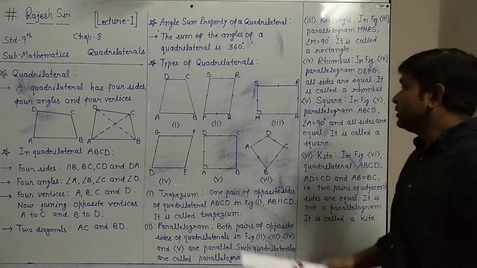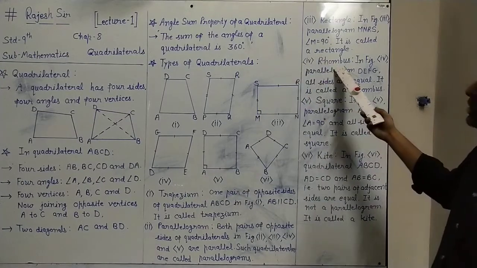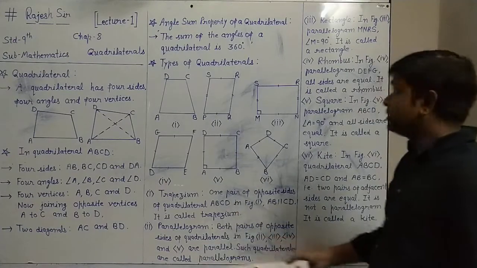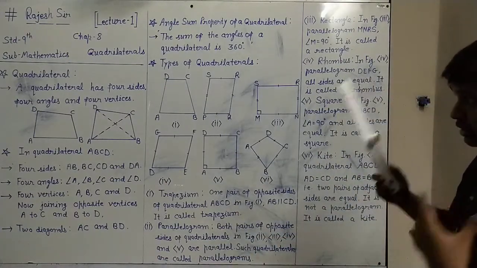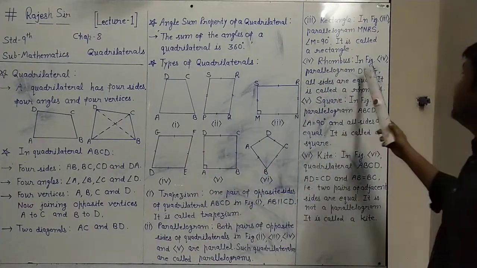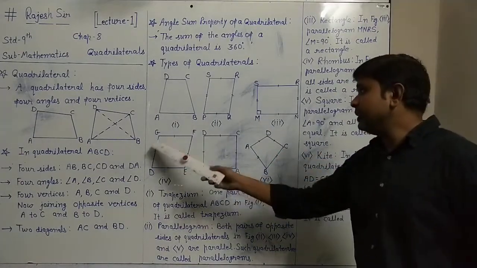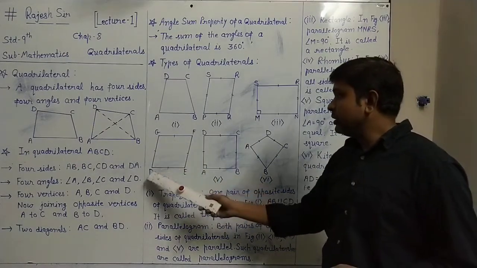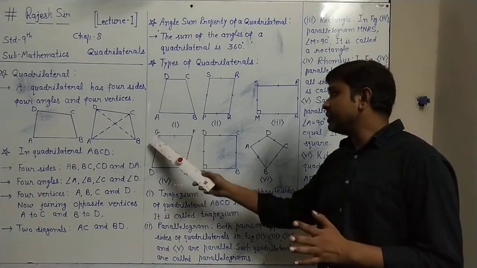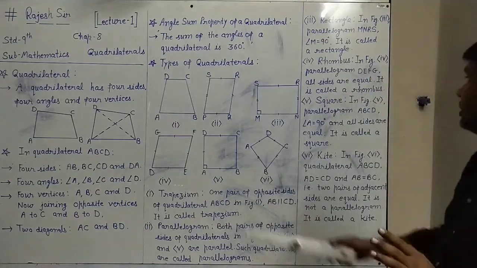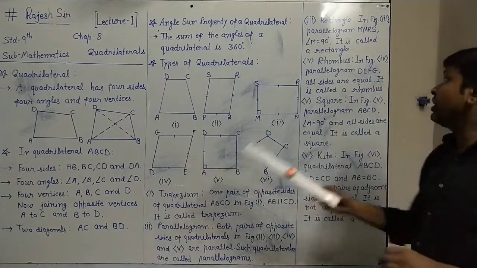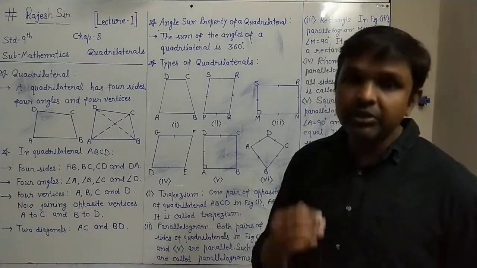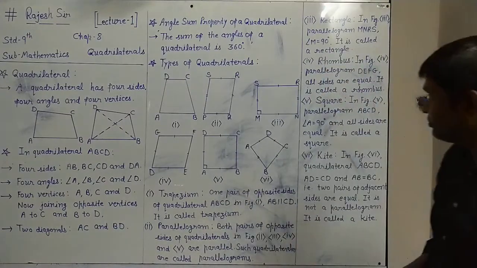Next, fourth figure is for rhombus. In figure 4, it is also a parallelogram that we have seen here. What is special in this parallelogram DEFG? All sides are equal. DE equals EF equals GF equals FD. All sides are equal in this parallelogram. So this type of special parallelogram is called a rhombus. So rhombus means the parallelogram in which all four sides are equal.